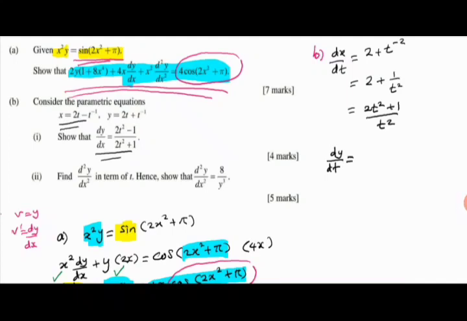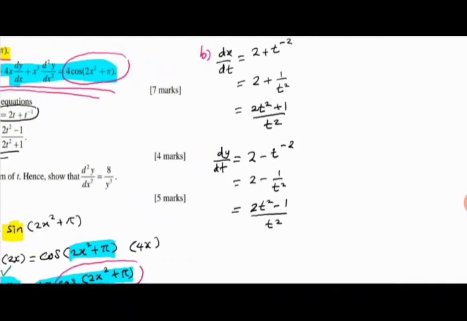Next, let's find our dy dt. So this is our y. So dy dt is 2 minus t to the power of negative 2. Okay, and then let's equalize the denominator. We have 2 minus 1 over t square. Okay, when I equalize the denominator, we have 2t square minus 1 over t square.